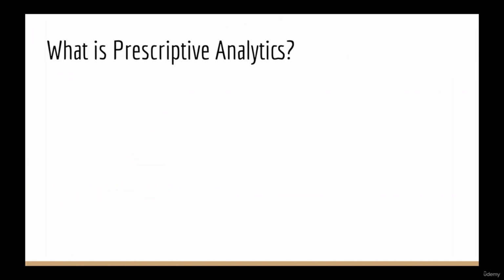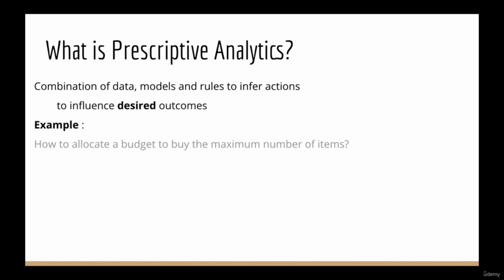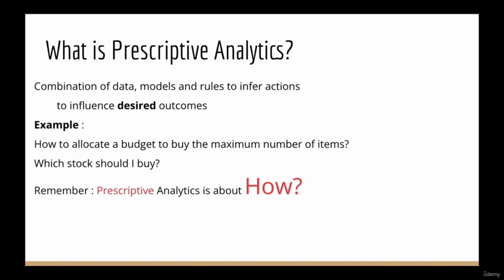The third type we have is prescriptive analytics. Prescriptive analytics is a combination of data, mathematical models, and various business rules to infer actions to influence future desired outcomes. Some examples would be: how do I allocate my budget to buy the maximum number of items? Or, which stock should I buy? Remember, for this one, prescriptive analytics is about how. Let's just go over all of this. First, we have descriptive analytics, that's about what. Diagnostic analytics, that's about why. And prescriptive analytics, that's about how.